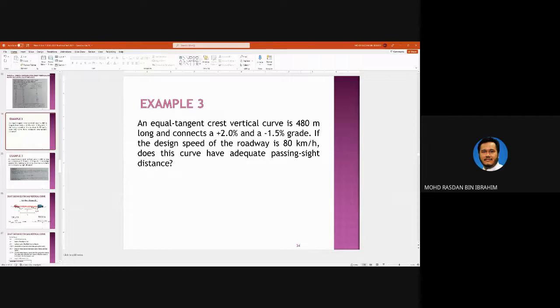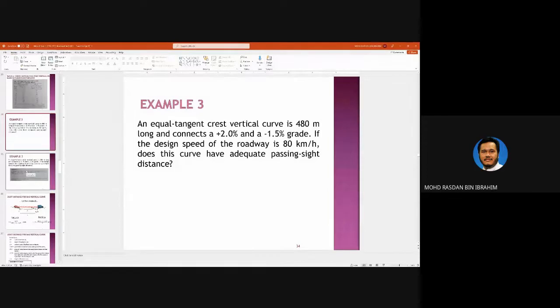This is more or less the type of calculation that you can do for your project actually. Because you already have these values, you can try to calculate whether your curve is adequate for passing or only stopping sight distance. Minimum it should satisfy stopping sight distance. You can try calculate and put it into your project calculation.